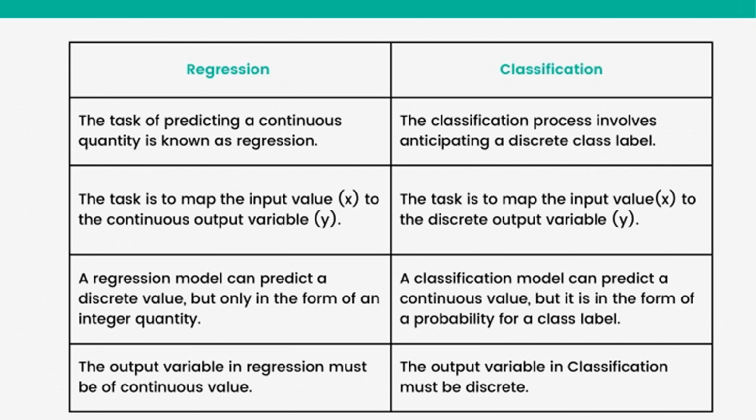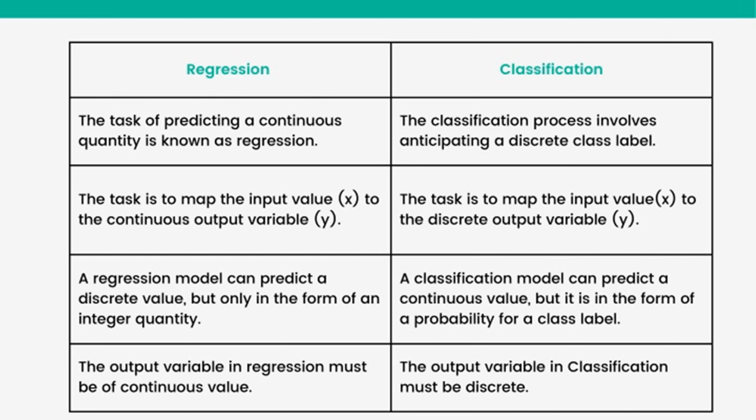Regression versus classification. The task of predicting a continuous quantity is known as regression. The classification process involves anticipating a discrete class label. In regression, the task is to map the input value, x, to the continuous output variable, y. In classification, the task is to map the input value, x, to the discrete output variable, y.